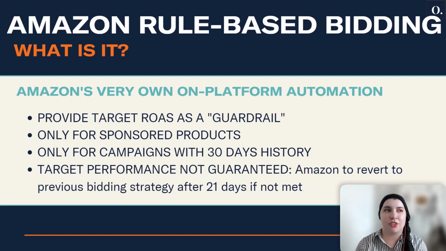Unfortunately, this automation is only being tested for sponsored products campaigns that have 30 days of history, and the target performance is not guaranteed. In fact, Amazon states that the previous bidding strategy will be reinstated after 21 days if the platform's efforts do not bring the desired results. So it's something that they are testing.